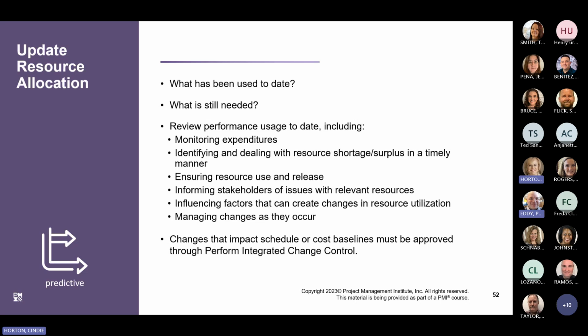Part of the monitoring of resources includes verifying what has been used so far and what still may be needed. This also includes the expenditures for the various resources, and reporting utilization is identified in the project management plan. From a review, the project manager may need to notify stakeholders of any resource issues they can act on. If the review indicates a change to the schedule or cost baseline is required, this change or changes must be approved through the performance integrated change control process. Right? We'll say that a lot.